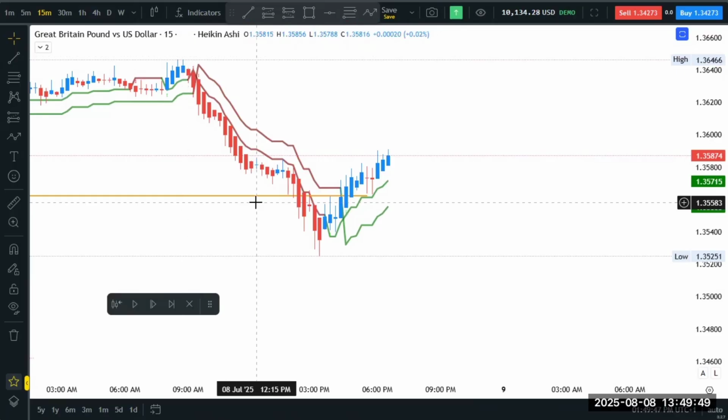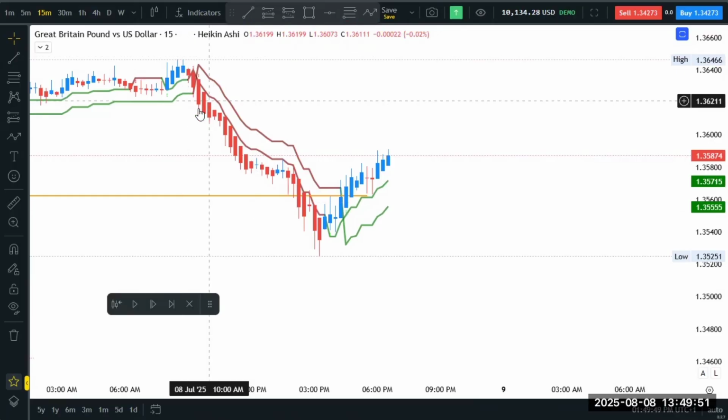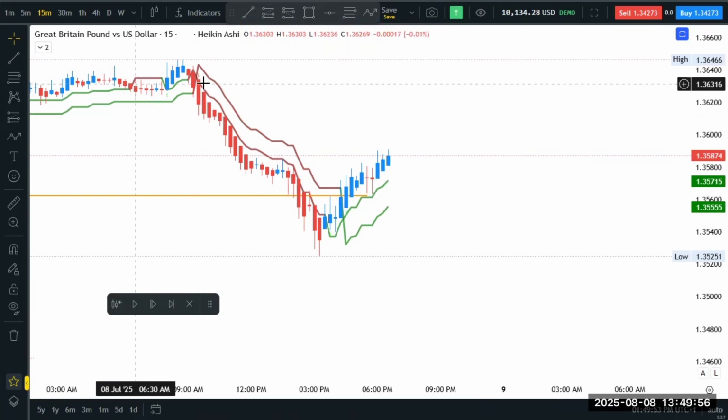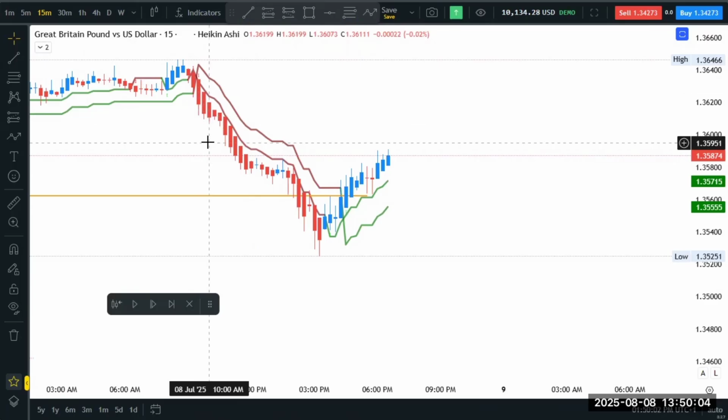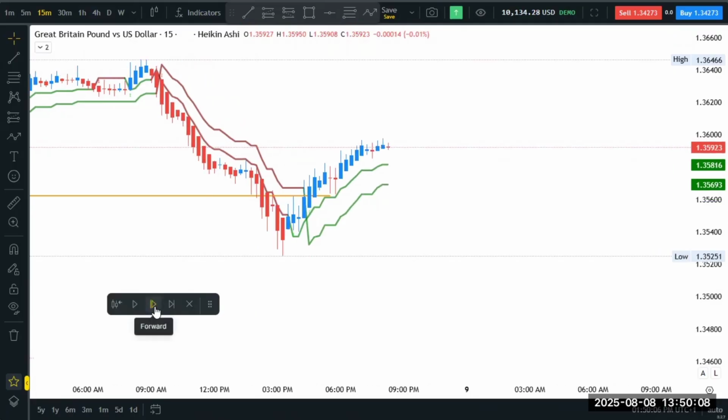So let us see. Now we need these Heikin Ashi candles to be long, not tiny candles like this. We need them to be long. So when we see those bearish candles, long bearish candles forming, that is when we will take our sales. So let us play and see what will happen.